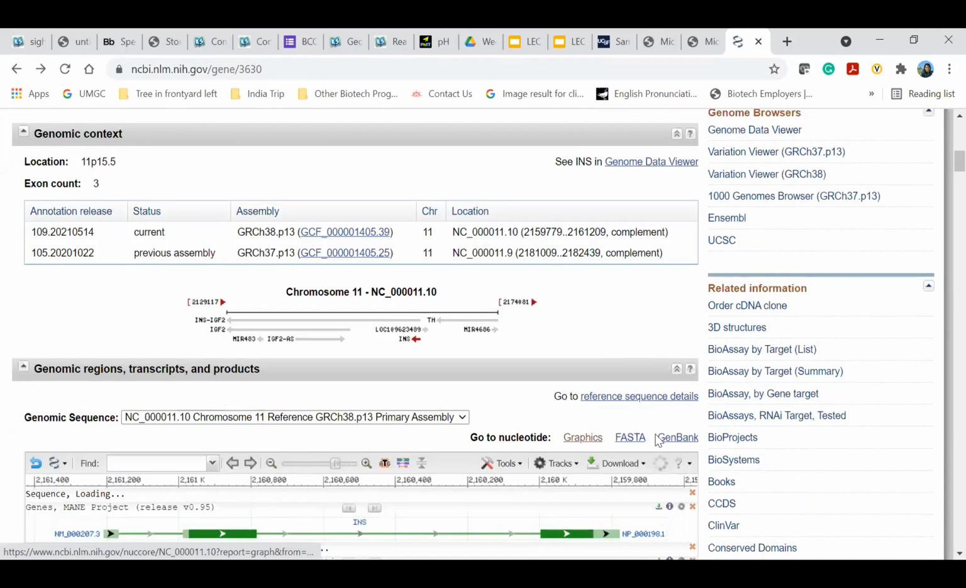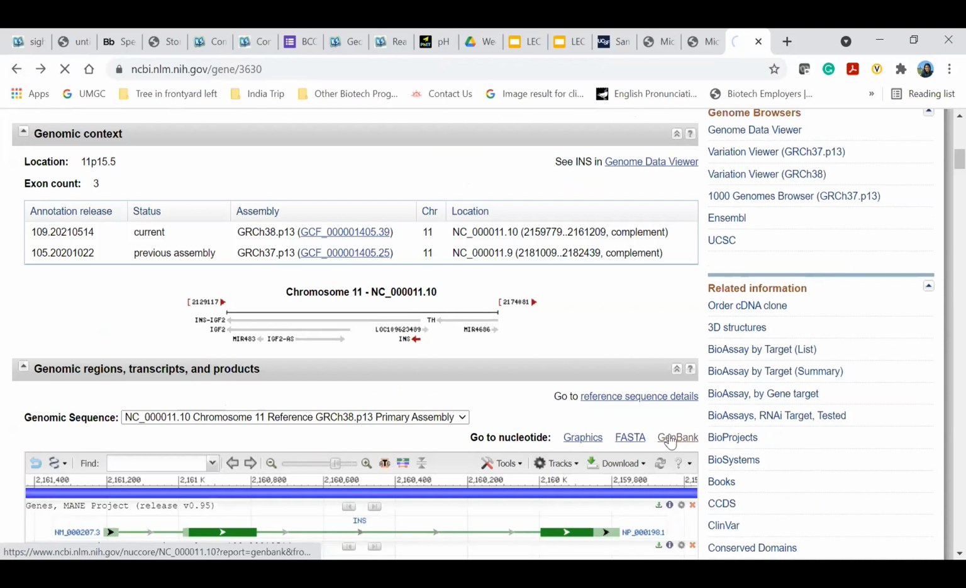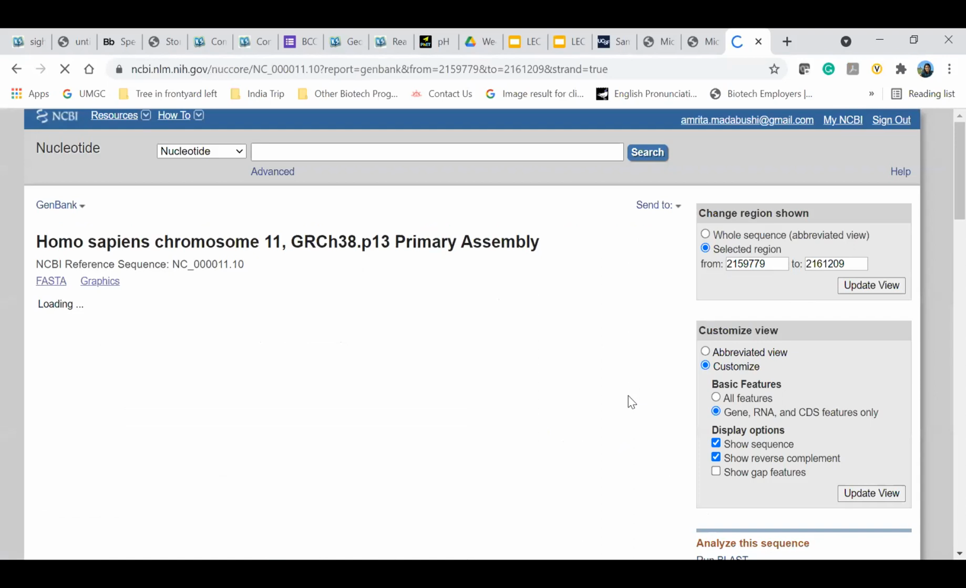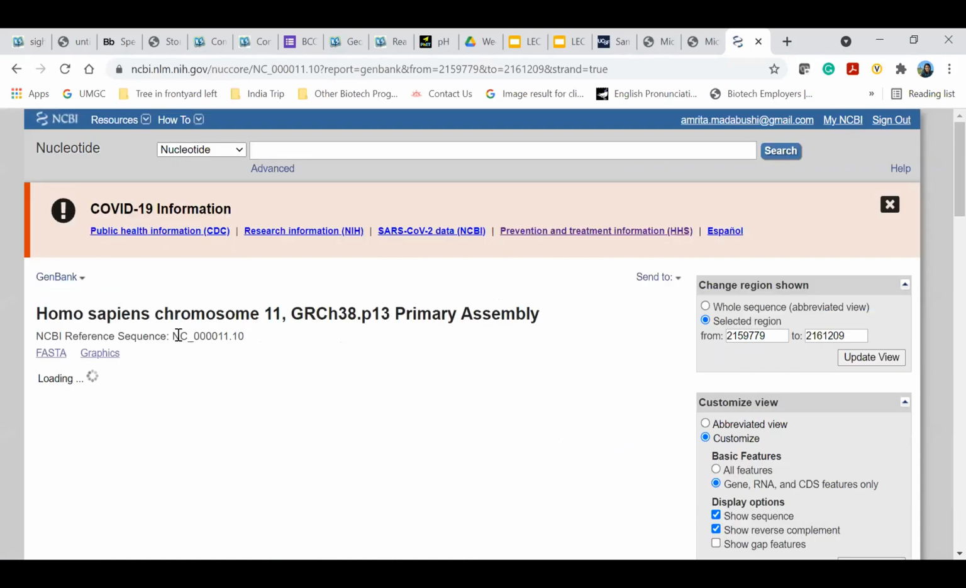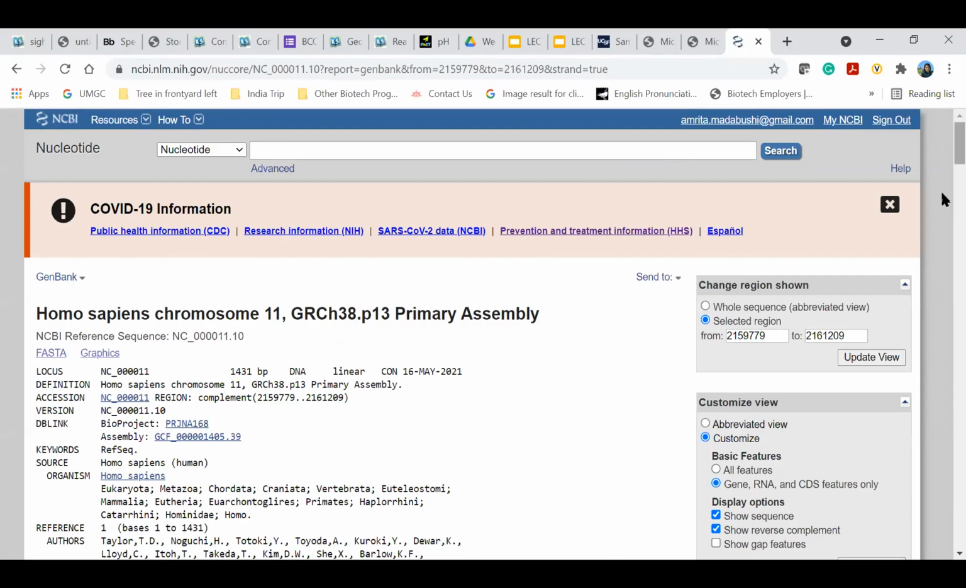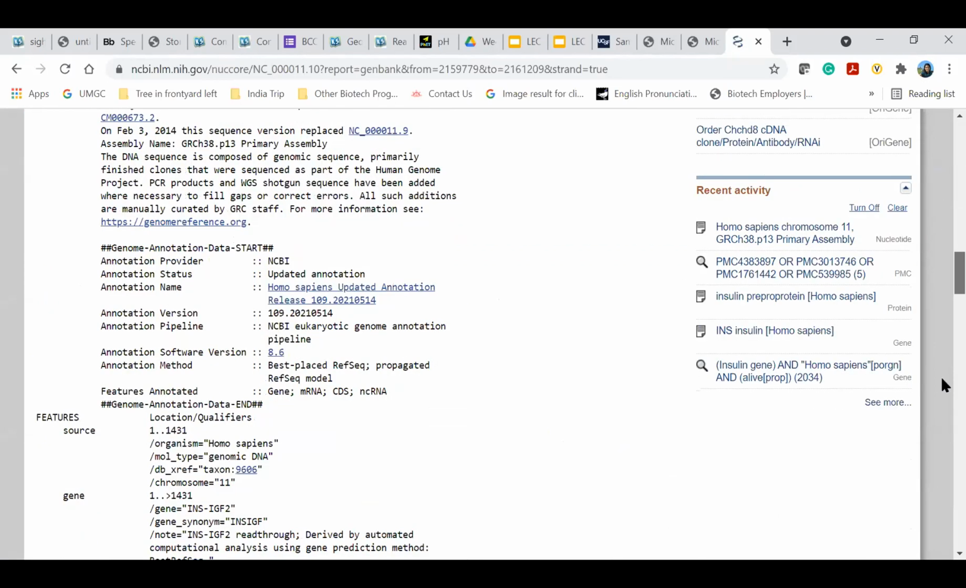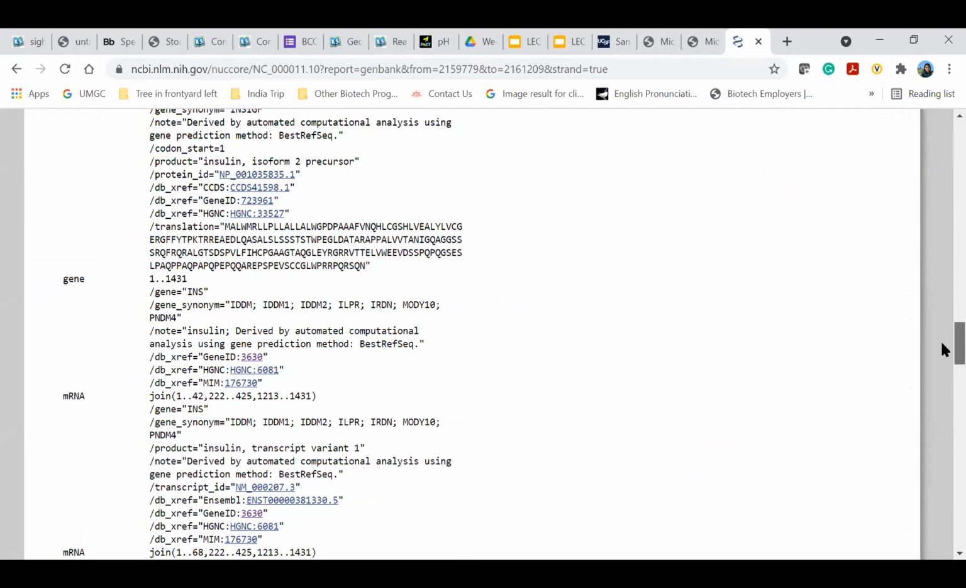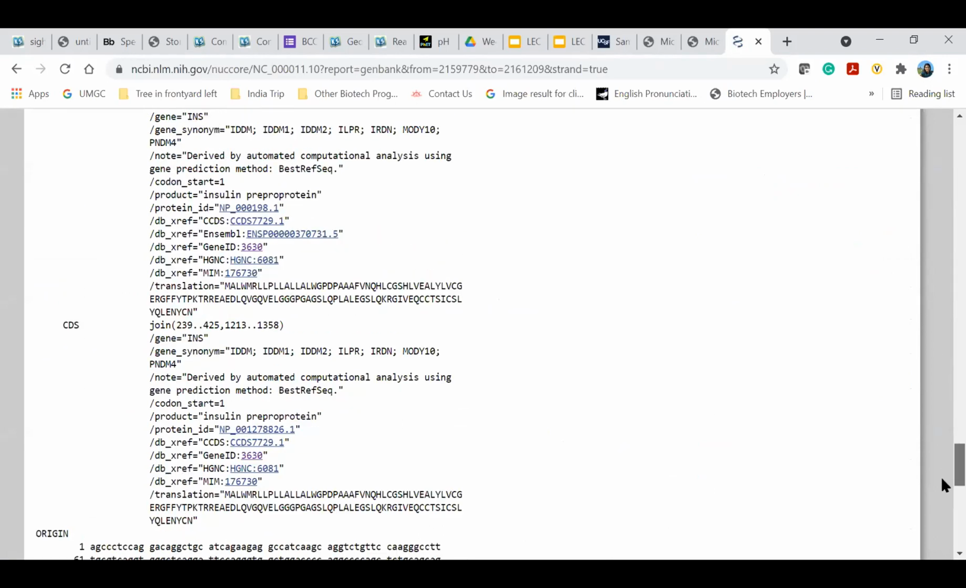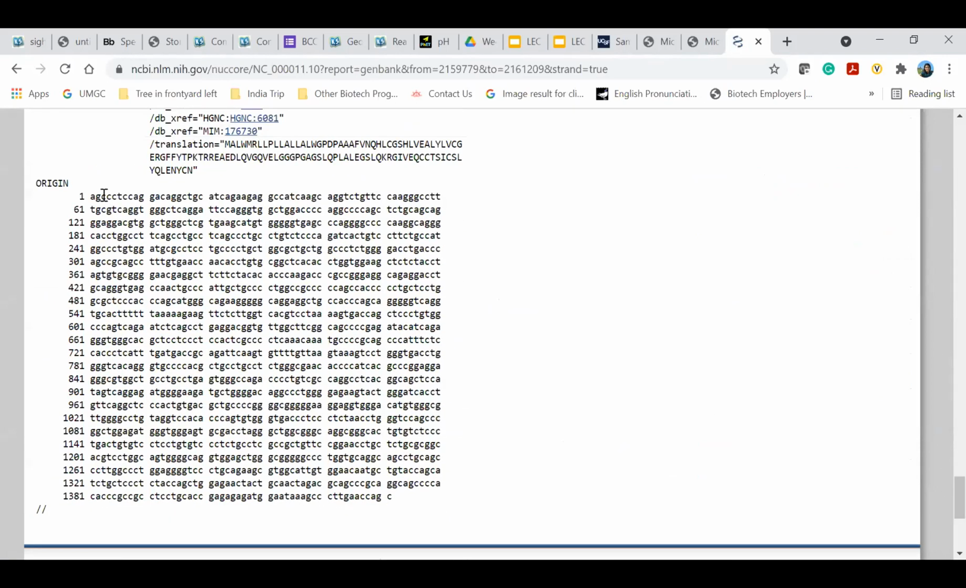Go to nucleotide and I'm going to GenBank. I should have actually clicked this one. Okay, so we are looking at human chromosome number 11. I think it did pull up one of the right genes. This is what an insulin precursor looks like. Do you recognize A, G, C, and T? ATGC? This is what an actual insulin precursor would look like.